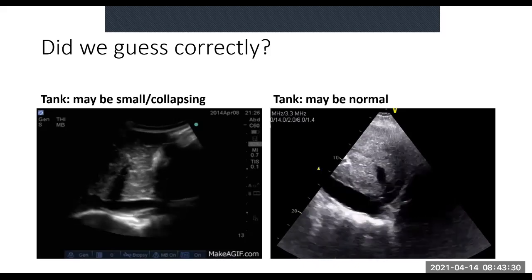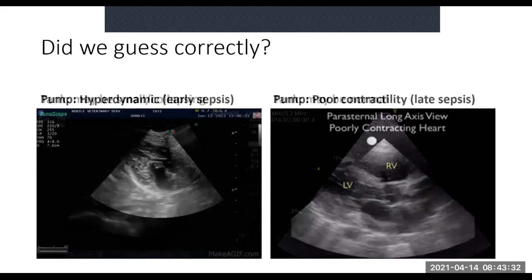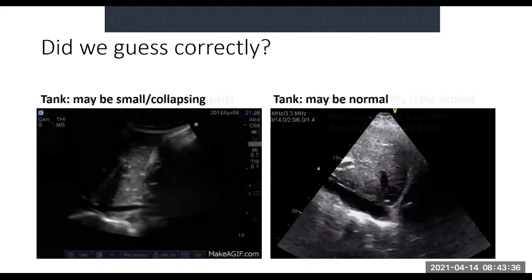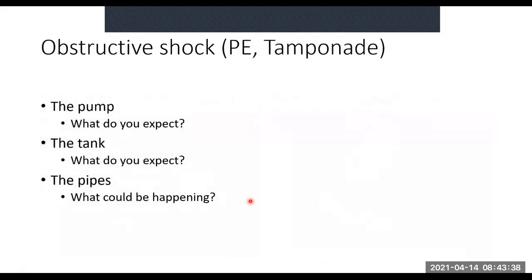So we've got one more, hopefully. All right. Sorry, did I go backwards? My apologies. So we've got one more, obstructive shock. In other words, something stopping the heart from pumping. So these are normally pulmonary emboli or cardiac tamponade. Cardiac tamponade can be due to a lot of reasons.